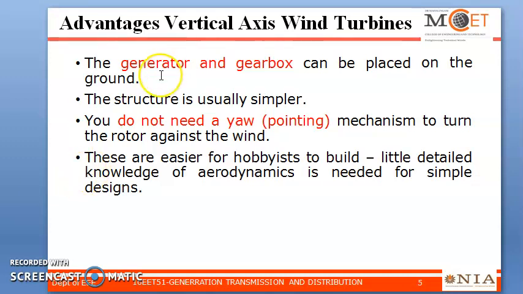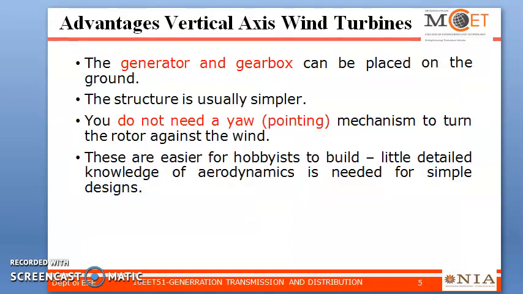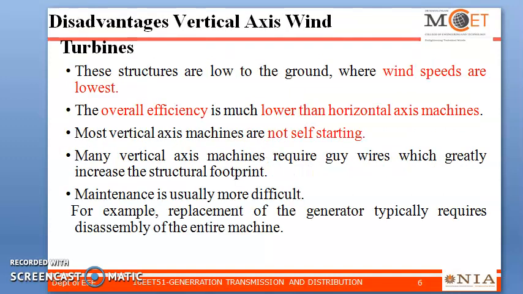For example, it has the parts of a generator and a gearbox. They are placed under the ground, not above the span. That is the advantage of the vertical axis. The structure is very simple compared to the horizontal axis, but it does not produce enough power. Compared to the horizontal axis, it produces less power only. That is the main reason to avoid this vertical axis.